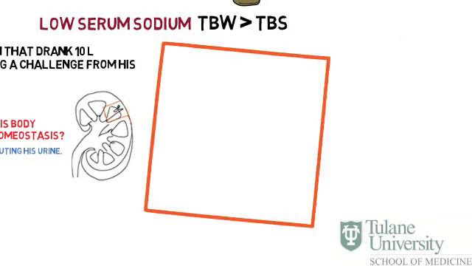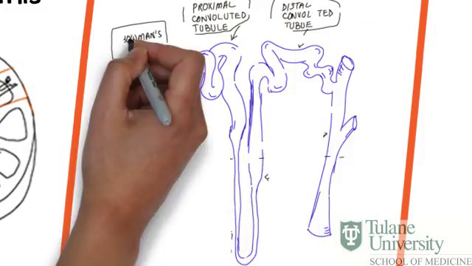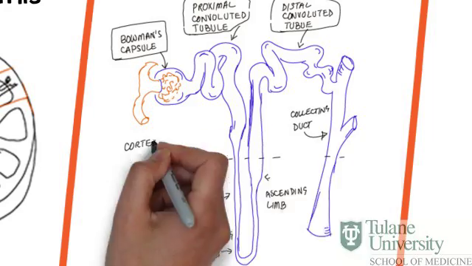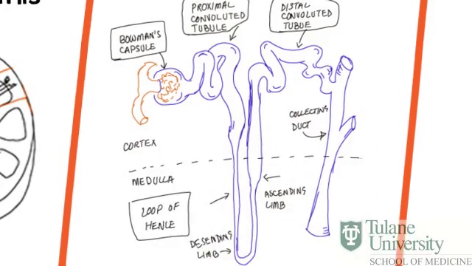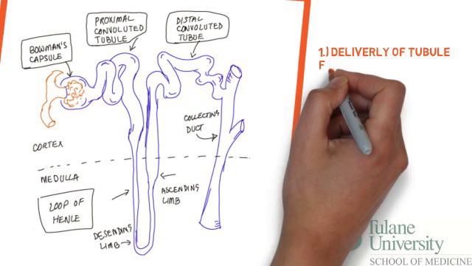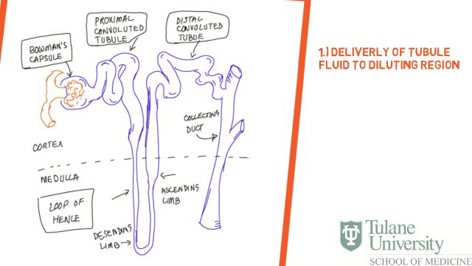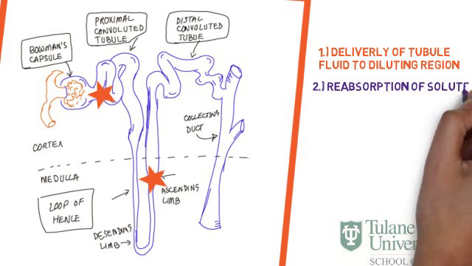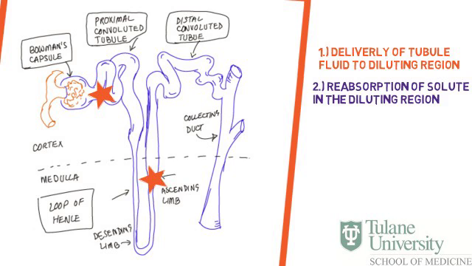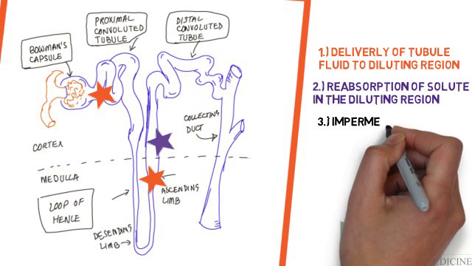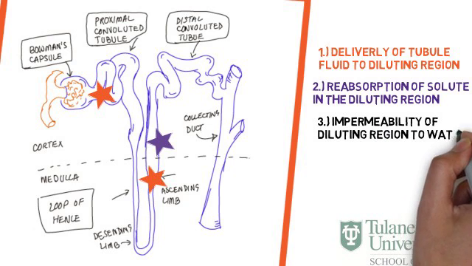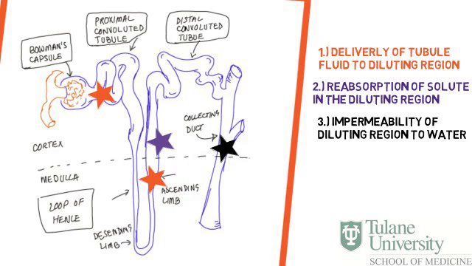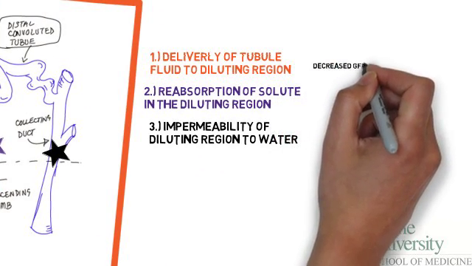So in the kidney, we have three major requirements in order to maximally dilute our urine. The first happens in the proximal tubule and hence throughout the rest of the kidney. Essentially, that's maintaining adequate GFR to deliver tubular fluid to the diluting region of the kidney, which we stated before was starting at the thick ascending loop of Henle. Second, we need reabsorption of solute in the diluting region, and that's going to be in the thick ascending loop of Henle thanks to the sodium potassium 2-chloride cotransporter. And lastly, we need impermeability of the diluting region to water, and this happens when there is no ADH release. So anytime ADH is released, we lose that impermeability, and we're not able to maximally dilute our urine.